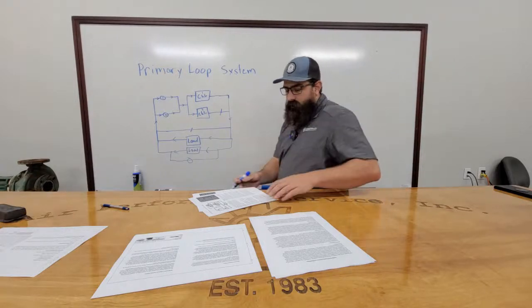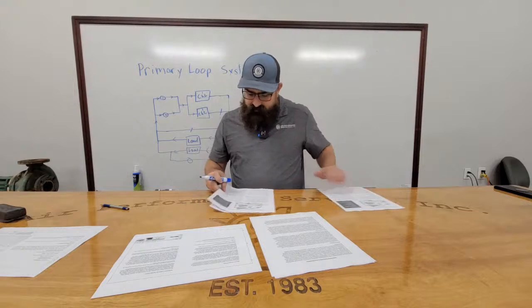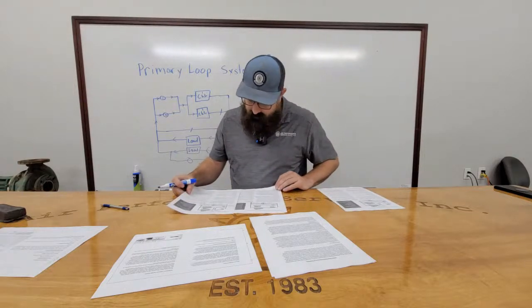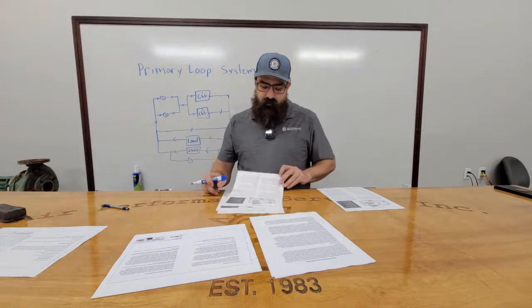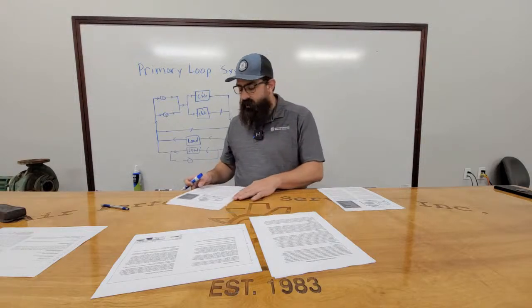The next kind of loop we would have. Let's go to page 7, Holden, our classic primary secondary.